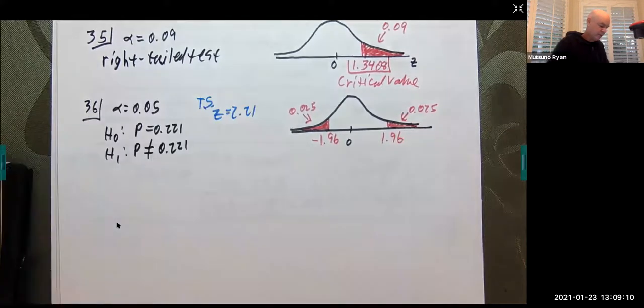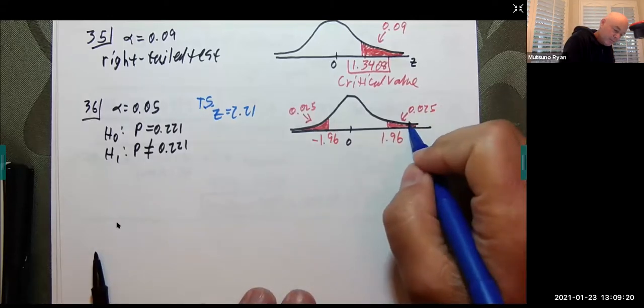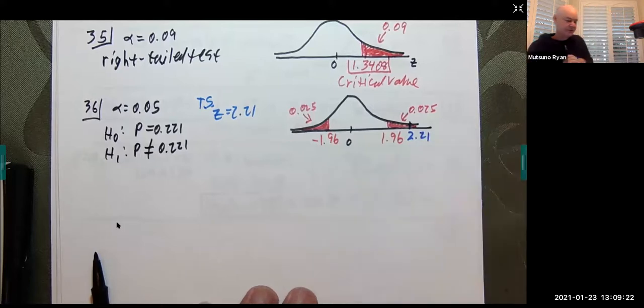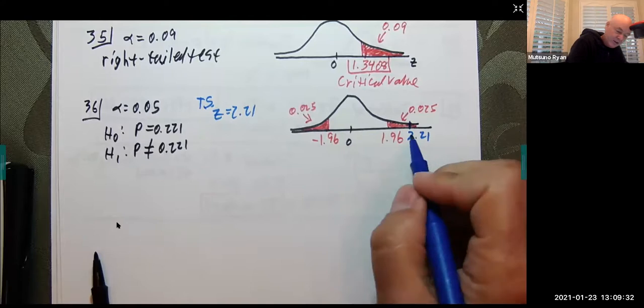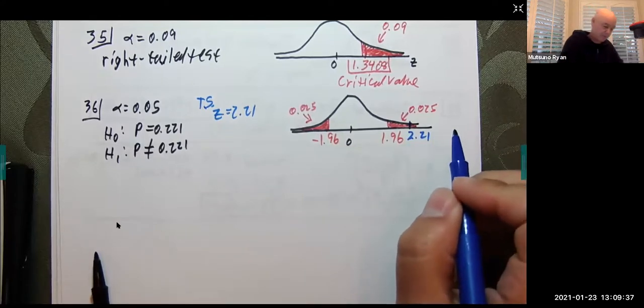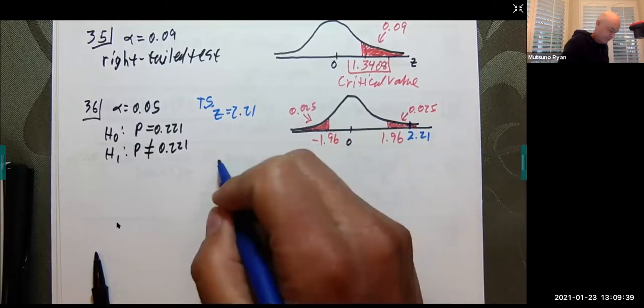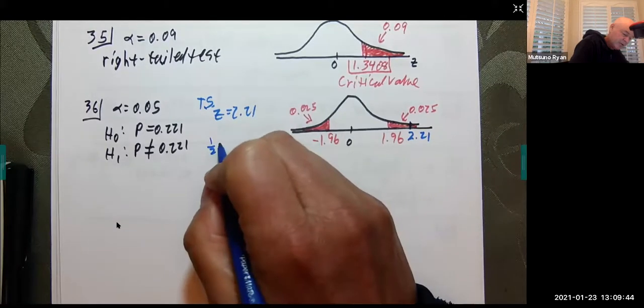Now we already have the test statistic. 2.21 is way over here, and we are definitely in the critical region. Now we could find the p-value, which is what they want us to do. We have to be careful with this. If I find the area from here off to infinity, that's only half the p-value. I'm going to have to double that because it's two-tailed. So this is going to be half the p-value.